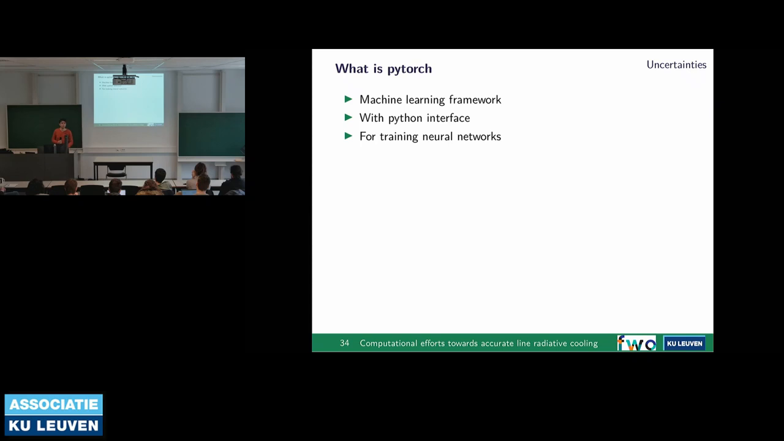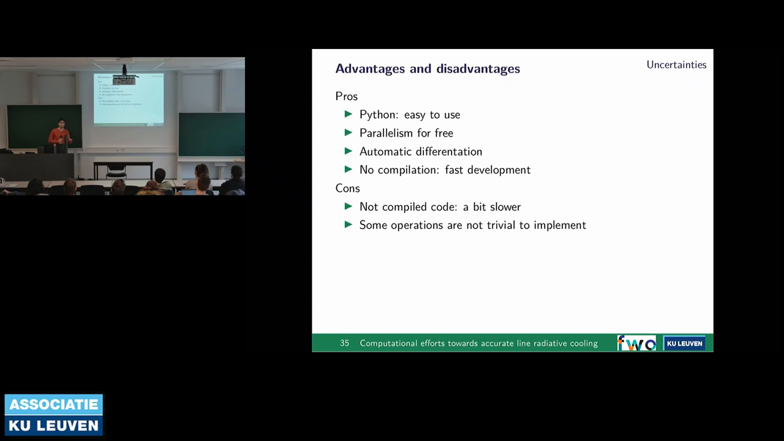So wait, what is PyTorch doing here? Well, PyTorch is a machine learning framework with a Python interface for training neural networks, but that doesn't really help us. What I'm considering it as is just NumPy, or an advanced version of NumPy. So why would I ever try to program in this advanced NumPy? Well, it's Python, so it's relatively easy to program in. It's made for machine learning, so it has decent parallelization capabilities. I actually get it for free if I just program it correctly. I have some access to an automatic differentiation module, which I'll get to later.